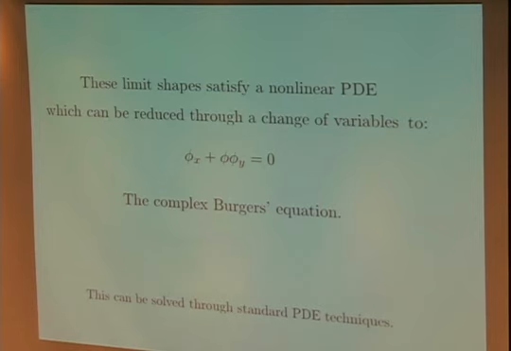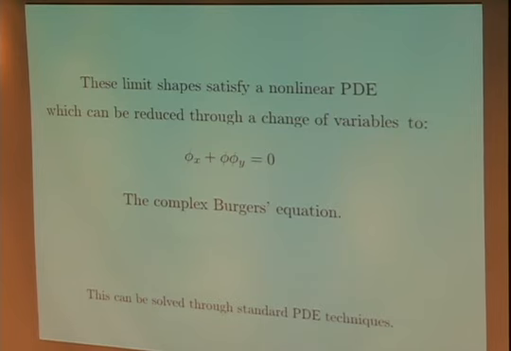Okay, so the limit shapes which appear in this setting satisfy some complicated nonlinear PDE, which essentially is minimizing that surface tension, just like in the case of the soap bubble. But through some change of variables, you can reduce the PDE to a fairly simple PDE called the complex Burgers equation, which looks like this.